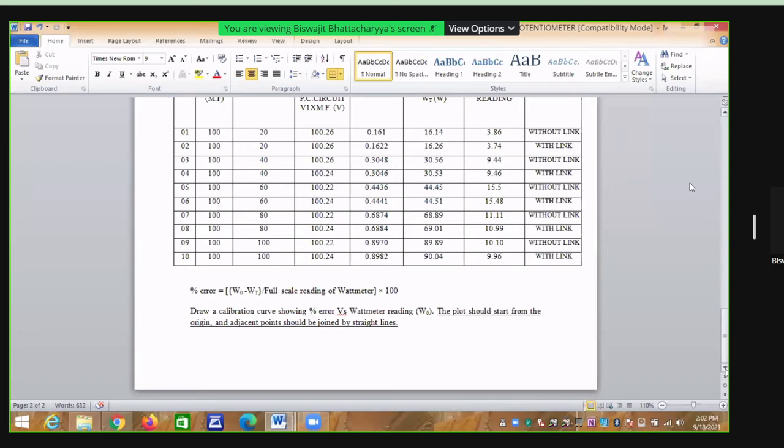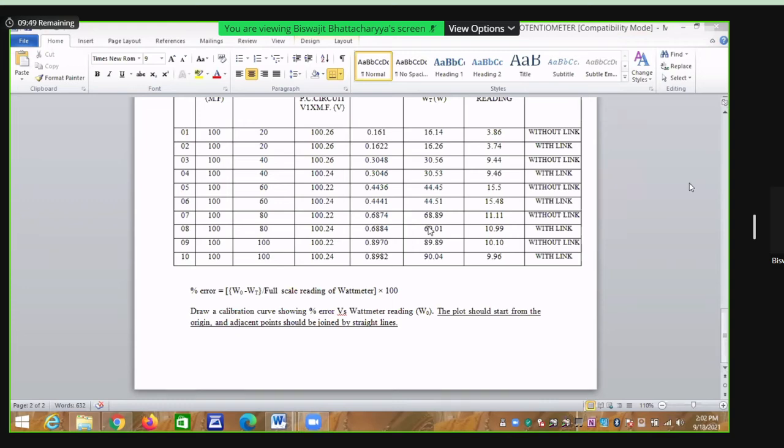Now once our calculation is complete, we have to draw a calibration curve. Calibration curve means in the y-axis percentage error and in the x-axis wattmeter reading. Wattmeter reading means this table: 20, 40, 60. So there will be two curves, one with link, another without link.